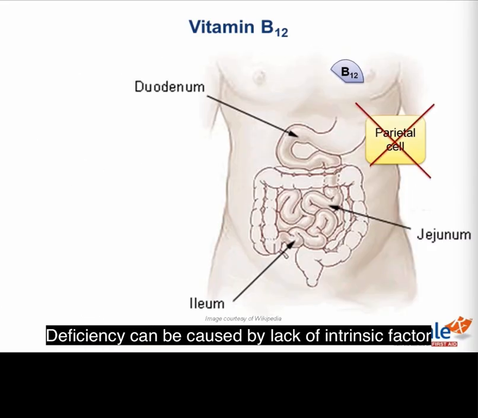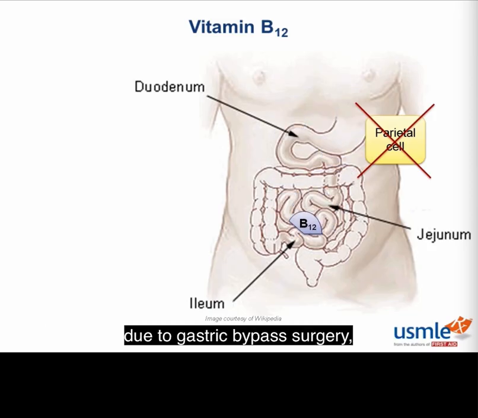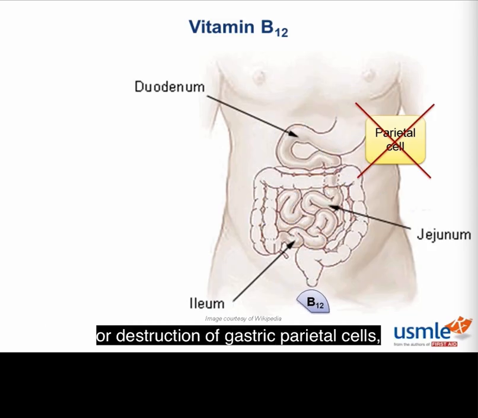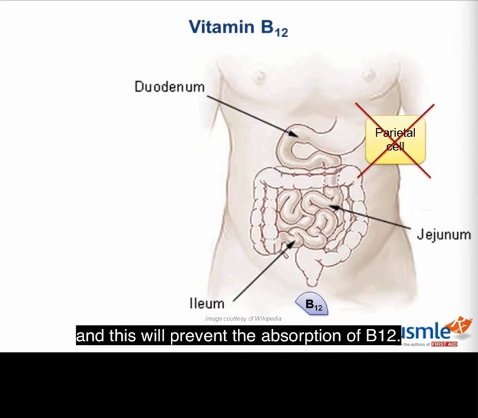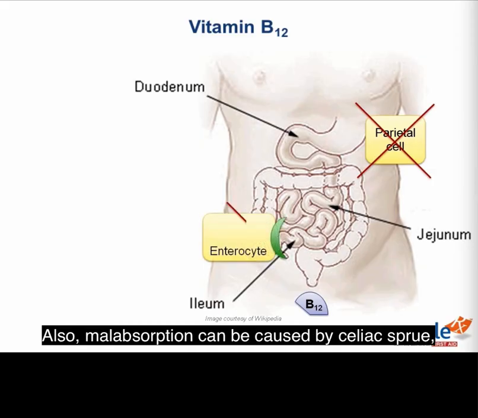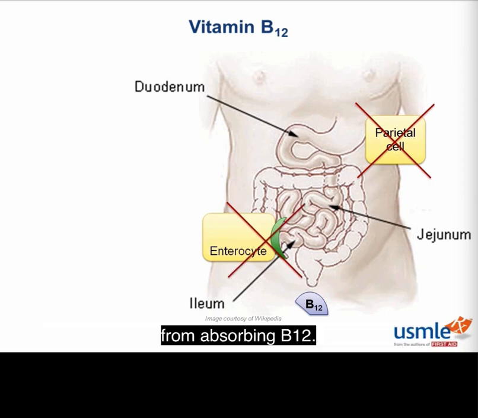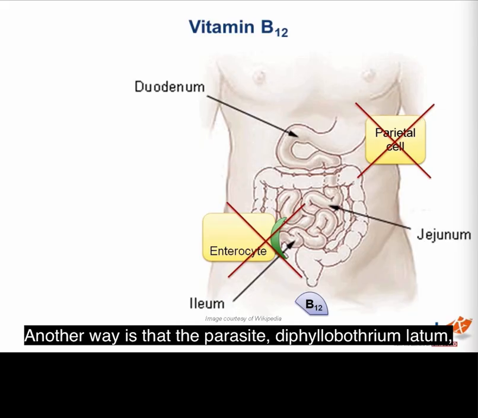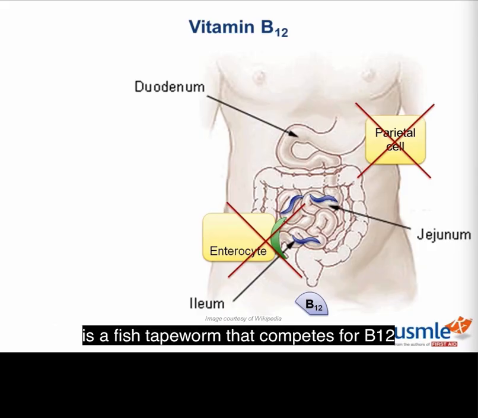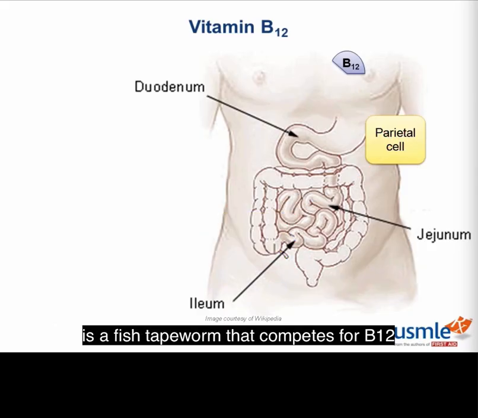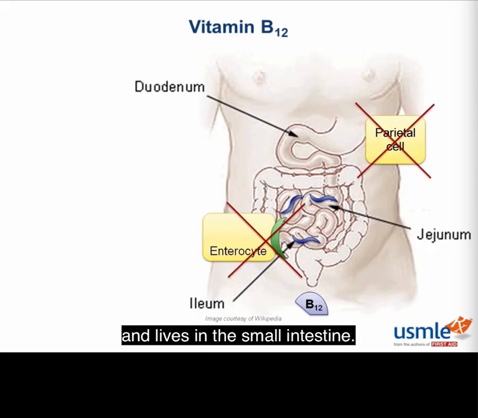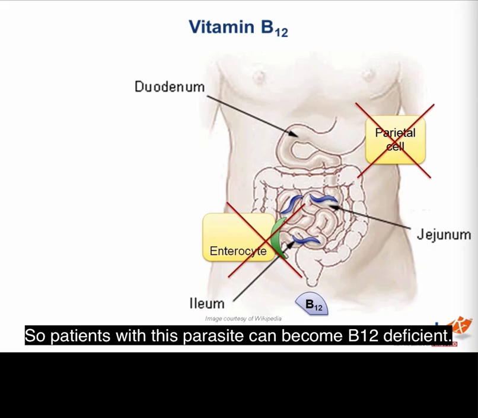Deficiency can be caused by lack of intrinsic factor due to gastric bypass surgery or destruction of gastric parietal cells, which causes pernicious anemia, and this will prevent the absorption of B12. Also, malabsorption can be caused by celiac sprue, which causes inflammation that prevents the enterocytes from absorbing B12. Another way is that the parasite Diphyllobothrium latum, which we'll talk about in the microbiology chapter, is a fish tapeworm that competes for B12 and lives in the small intestine. So patients with this parasite can become B12 deficient.